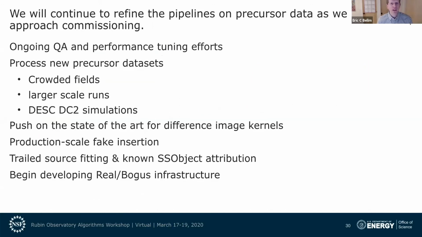So where do we go from here? Obviously, there's plenty of refinement still to do on precursor data, and when commissioning starts, we'll be digging in detail. So ongoing performance tuning and QA. As I said, we want to add additional precursor data sets on crowded fields, some larger scale runs.